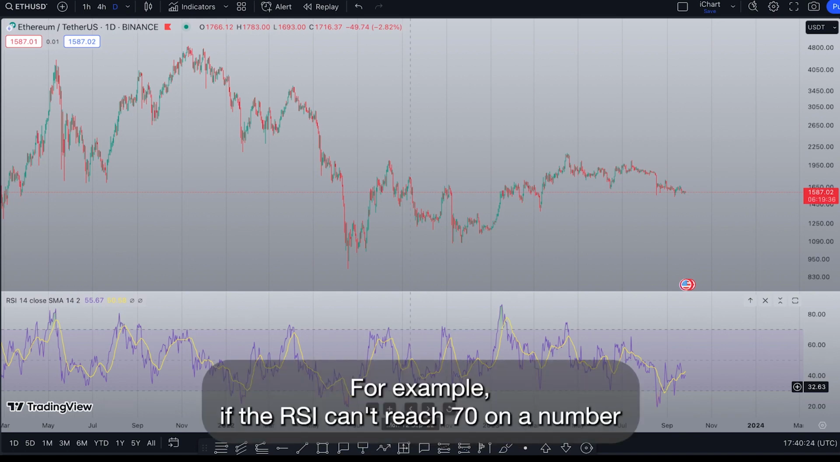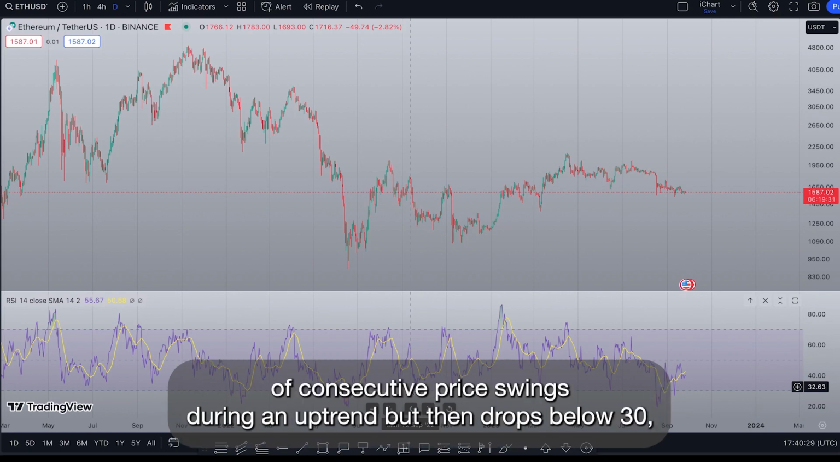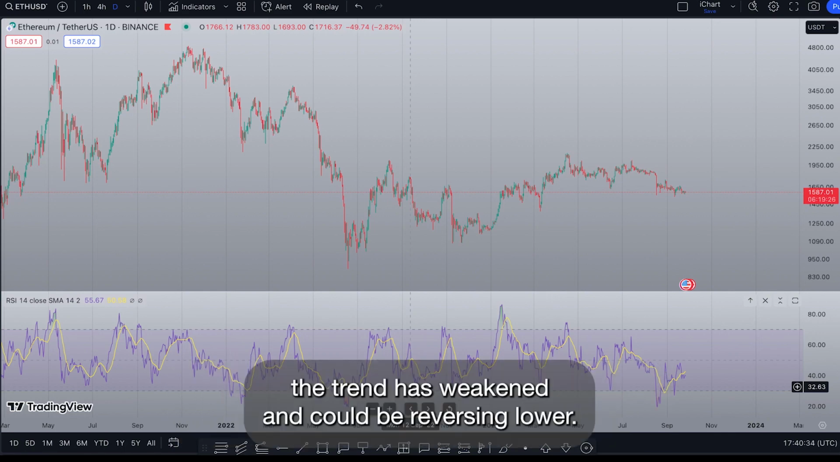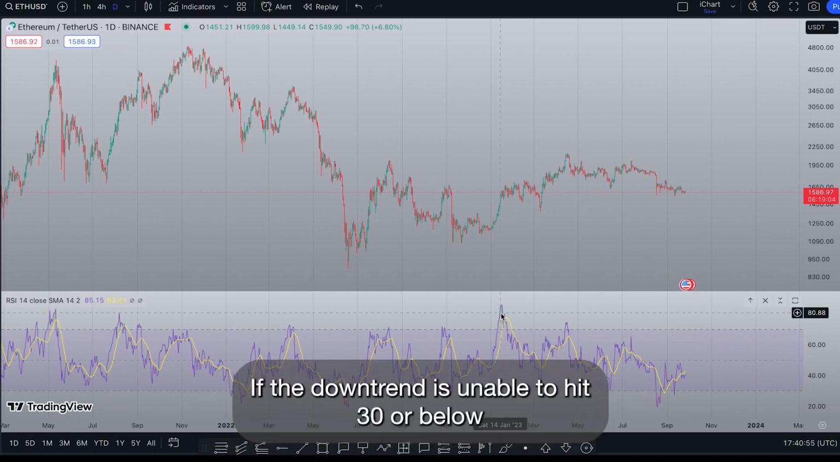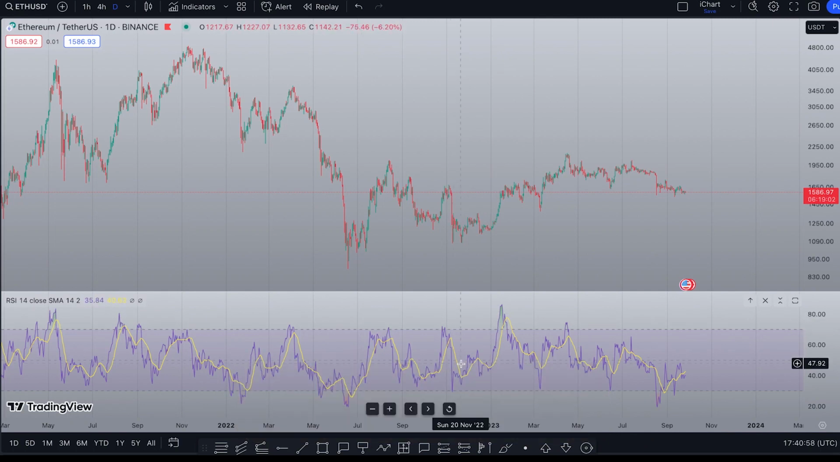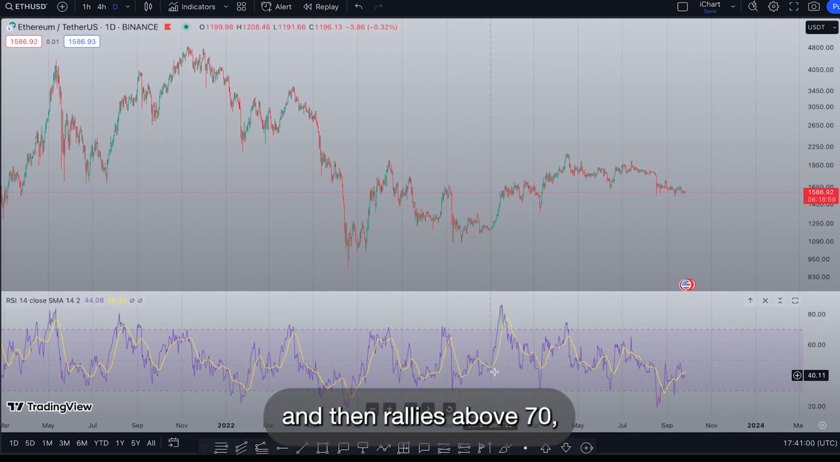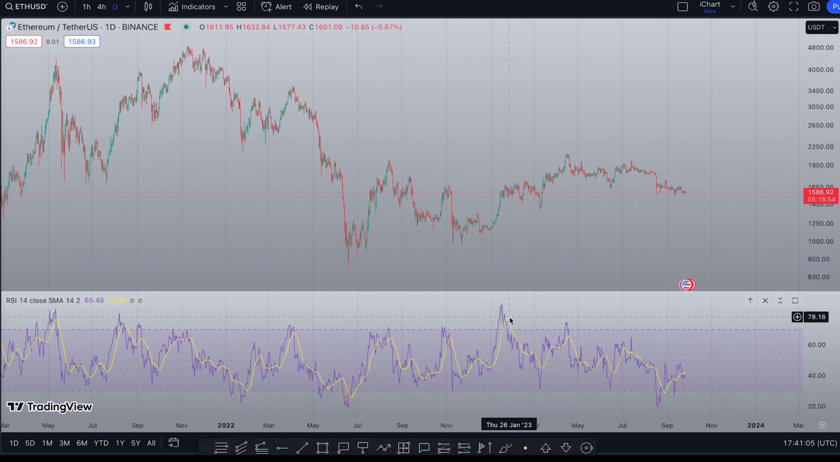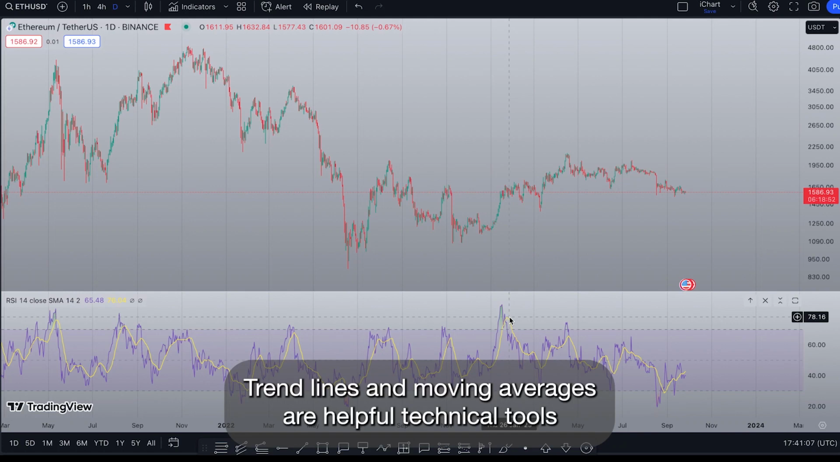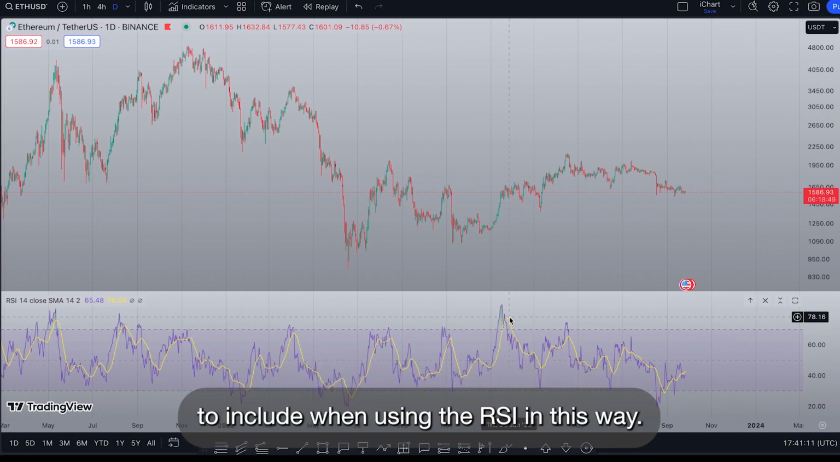For example, if the RSI can't reach 70 on a number of consecutive price swings during an uptrend, but then drops below 30, the trend has weakened and could be reversing lower. The opposite is true for a downtrend too. If the downtrend is unable to hit 30 or below and then rallies above 70, the downtrend has weakened and could be reversing to the upside. Trend lines and moving averages are helpful technical tools to include when using the RSI in this way.